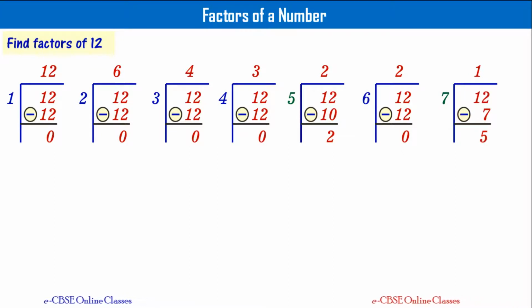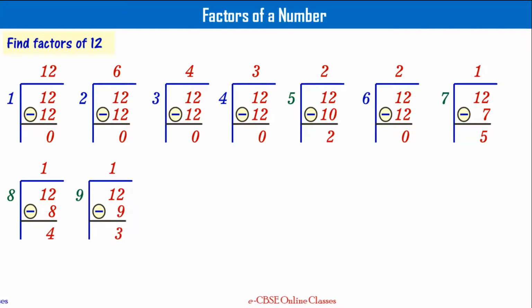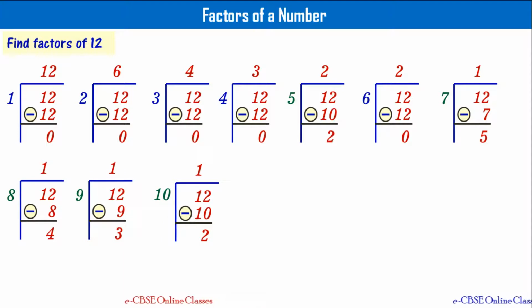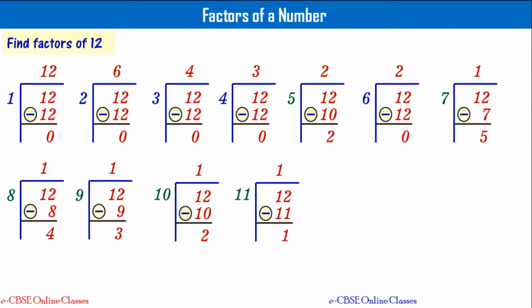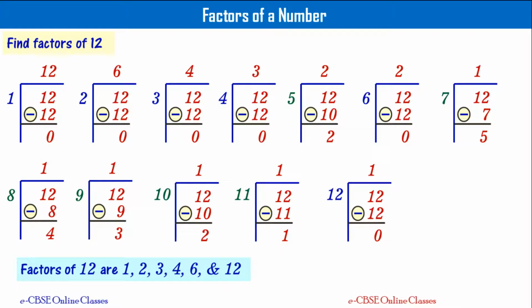Divide 12 with 7. Remainder is 5. Divide 12 with 8. Remainder is 4. Divide 12 with 9. Remainder is 3. Divide 12 with 10. Remainder is 2. Divide 12 with 11 and you got remainder 1. Let's divide 12 with 12 now to get remainder 0. If you observe the remainders, you can say that what numbers are going to be factors of 12? Those are 1, 2, 3, 4, 6 and 12, right?